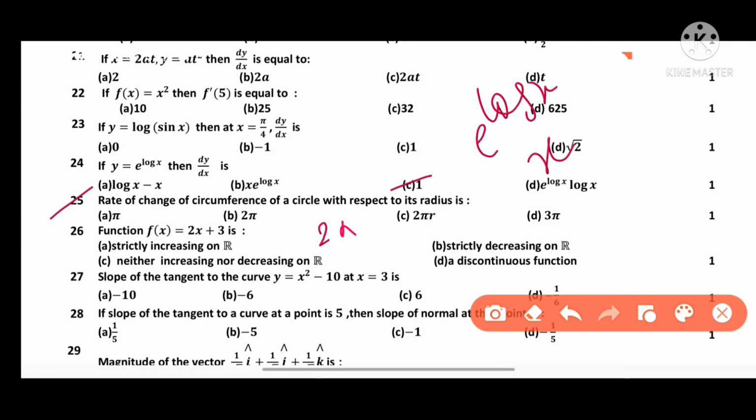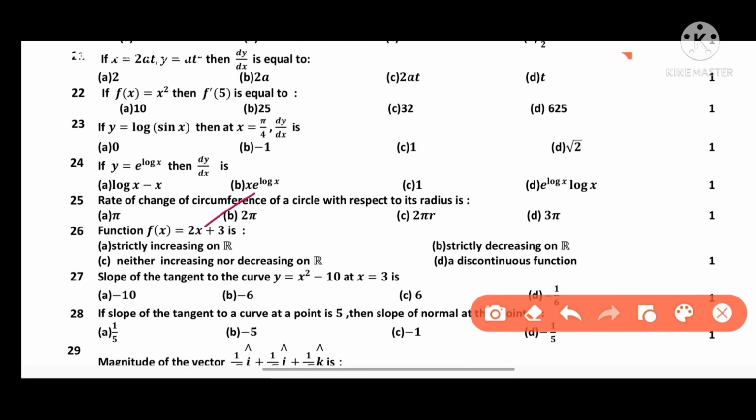Next 25. Rate of change of circumference of the circle with respect to its radius is. Now circumference of circle is equal to 2 pi r. Now d by dr of circumference is equal to 2 pi. So answer is B option. Differentiate circumference with respect to r, we get 2 pi. So B is right option.